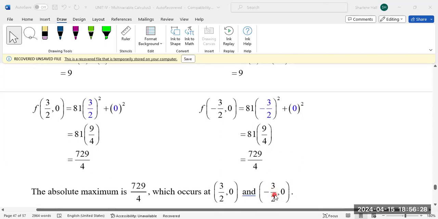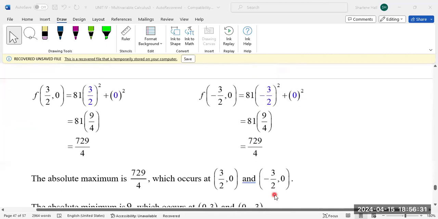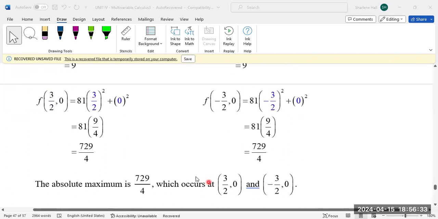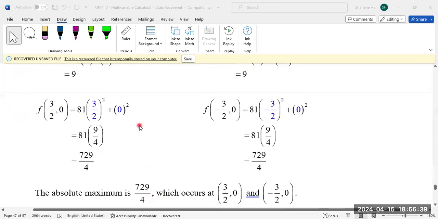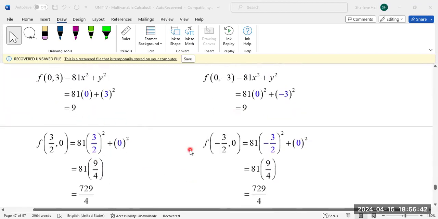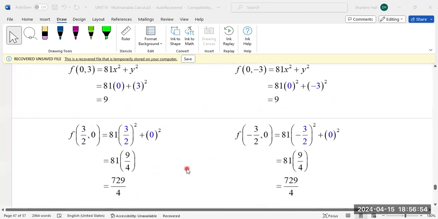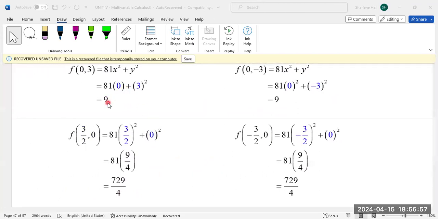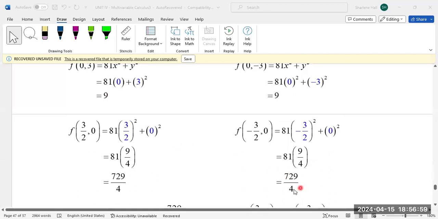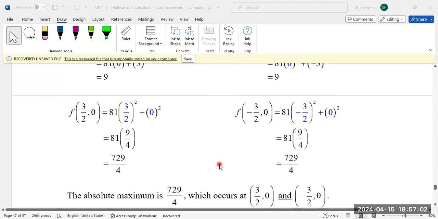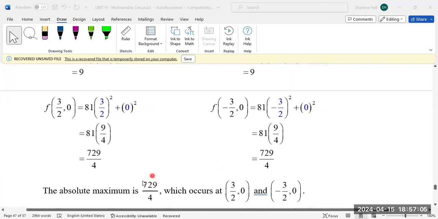So the absolute maximum is 729 over 4, which occurs at this point. Both values give maximum, but we want to find a maximum. If this is 9 and this is 9, 729 over 4 is a bigger value than this one. 729 divided by 4 is a bigger value than 9. So I'm saying to you that the absolute maximum is going to be 729 over 4, and it occurs at these two values.